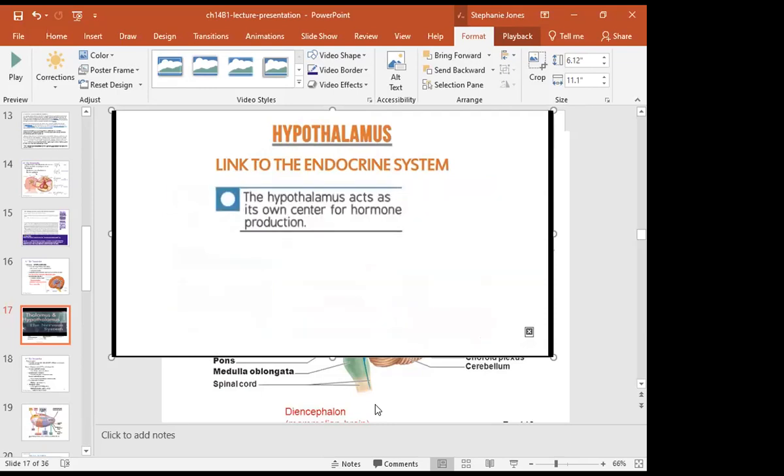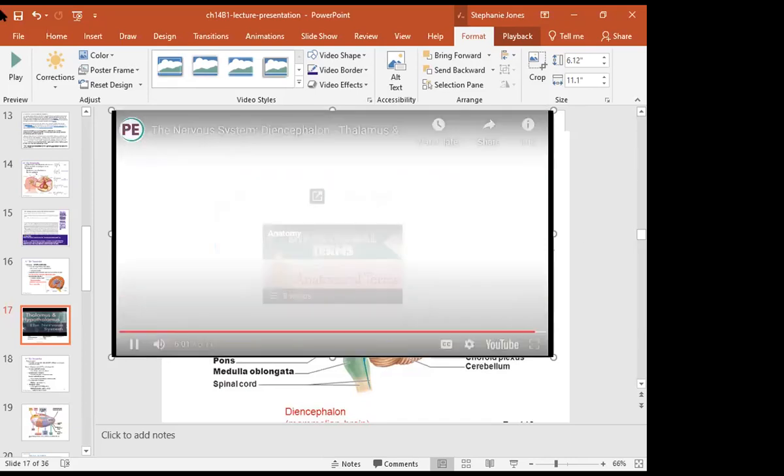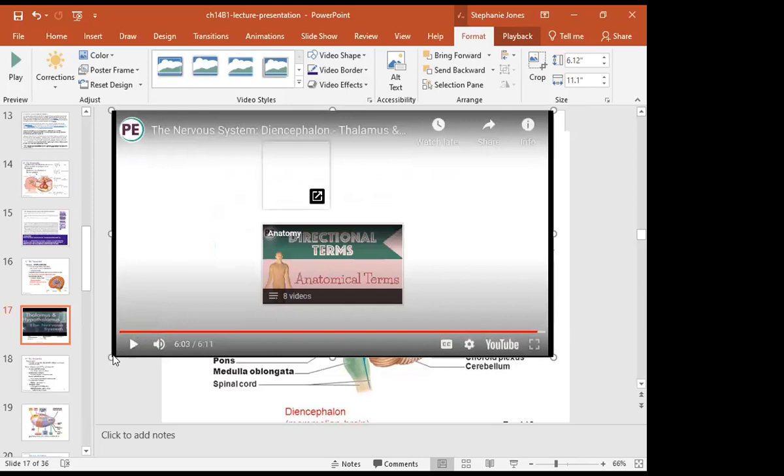Lastly, the hypothalamus acts as its own center for hormone production. It produces ADH, which helps the body maintain proper blood volume, and it also produces oxytocin, which triggers uterine contractions during labor. Because of these functions, the hypothalamus is considered crucial to maintaining homeostasis and many other autonomic responses. This concludes our discussion on the thalamus and the hypothalamus.